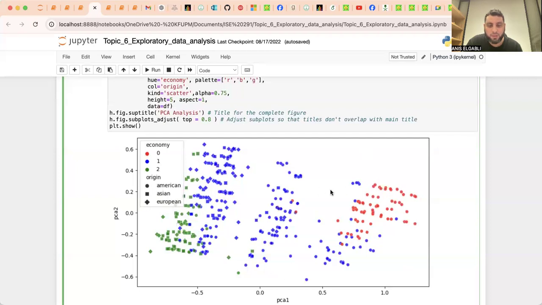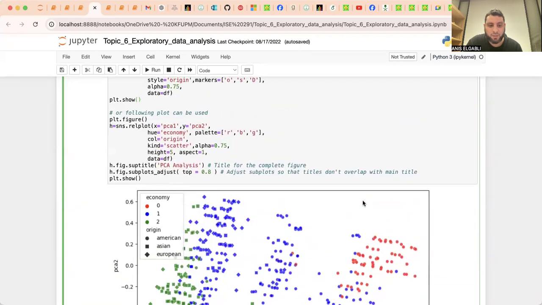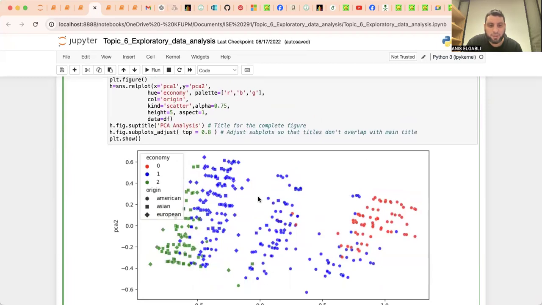mostly from the American ones. The red ones are mostly American, so they have the circle shape. The very economy ones, the ones that belong to class two, the color is green, as you can see. Mostly they are either Asian or European cars.